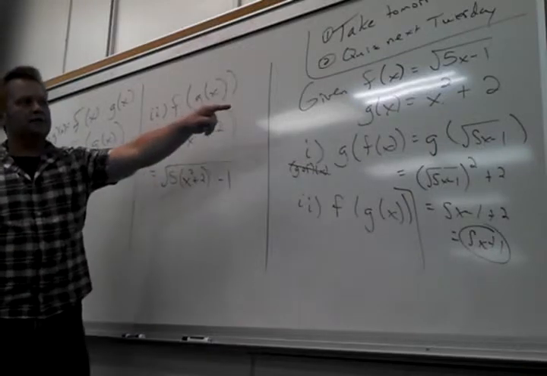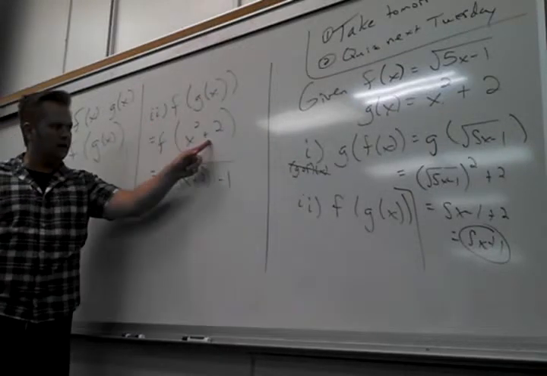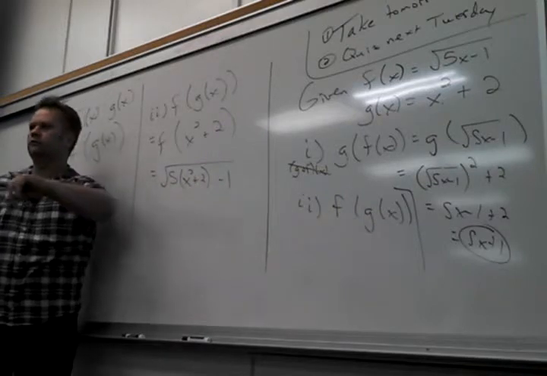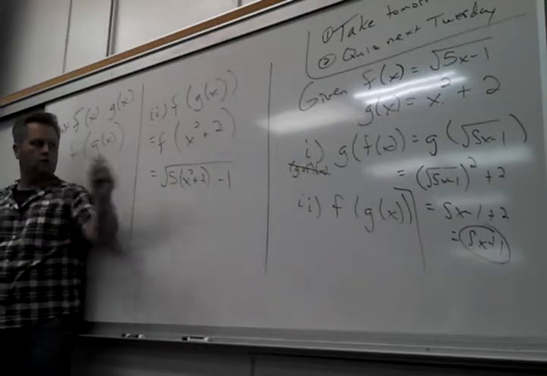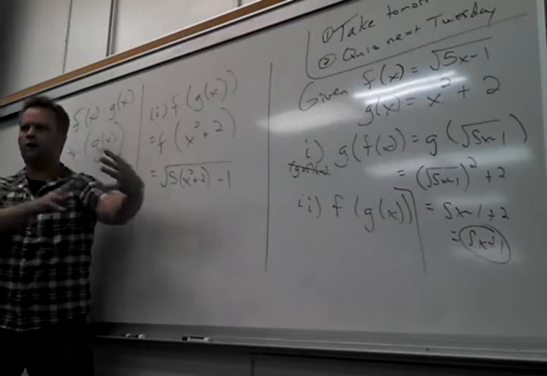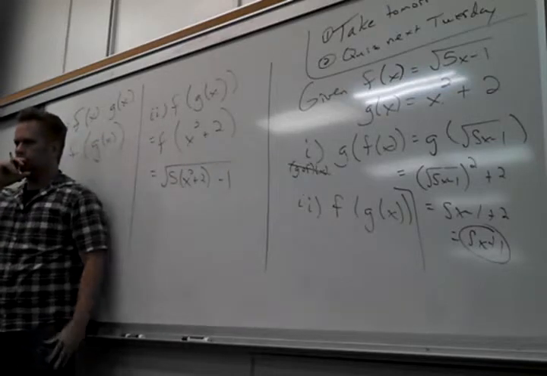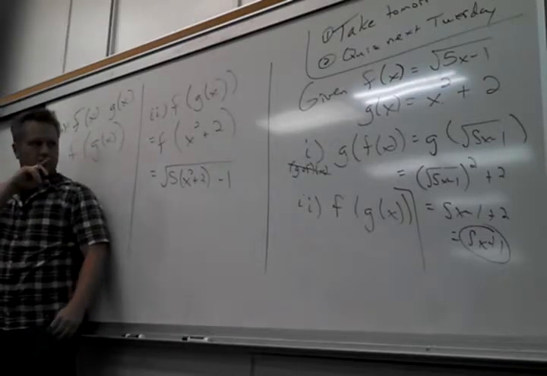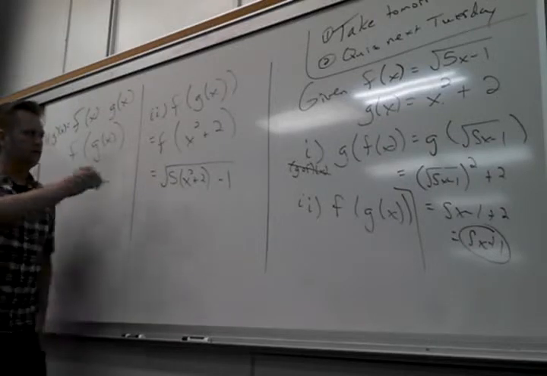If f of x is root 5x minus 1, f of this is root 5 times this minus 1. F of Jeff would be root 5 times Jeff minus 1. Whatever. Right? I don't know if you want square root of 5 times me. I don't know what that is.